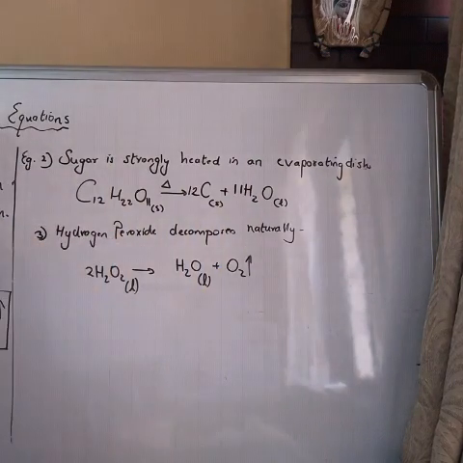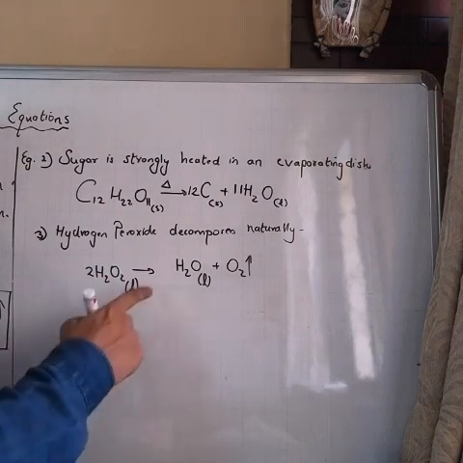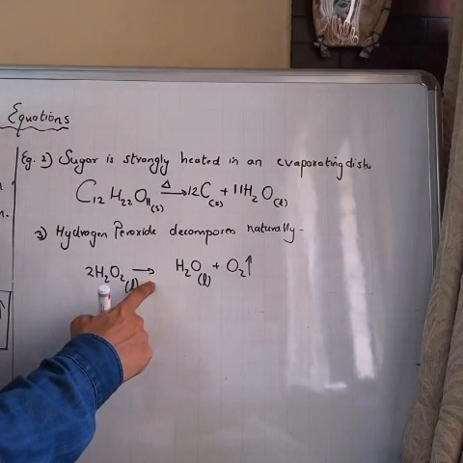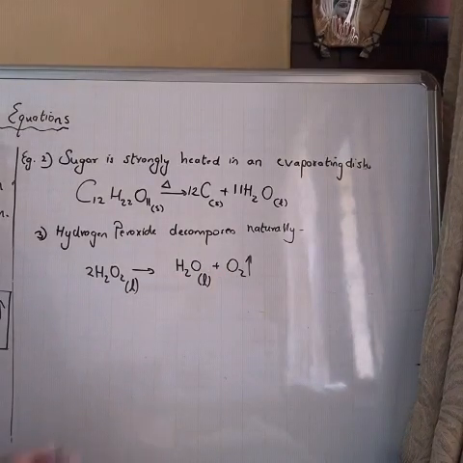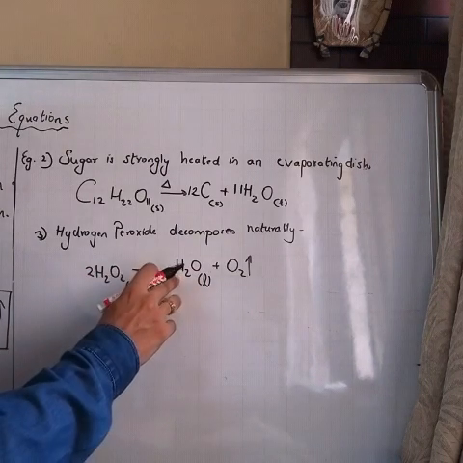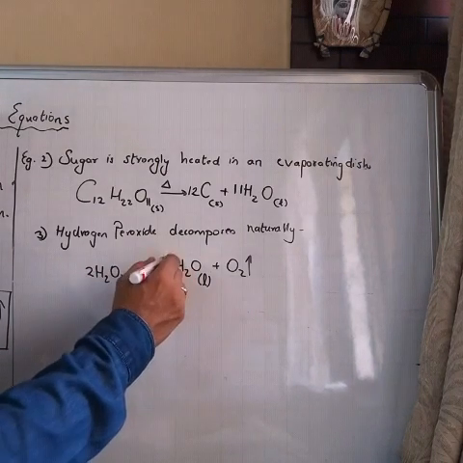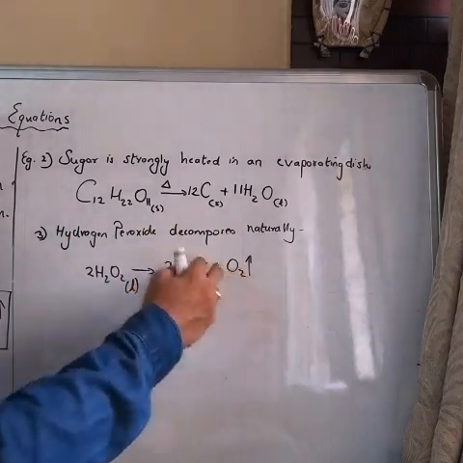Now hydrogen peroxide, formula is H2O2. When it is exposed to air, it decomposes to give water and oxygen gas. Now look at the balancing part. Here I have written 2H2, and here I have written simply H2. So I will make it 2. Oxygen atoms are 4, 2 and 2, 4.